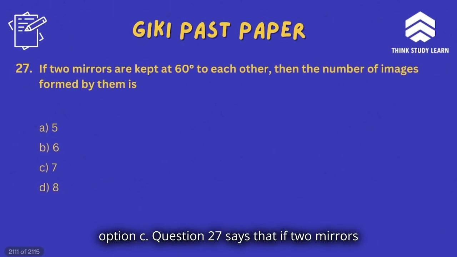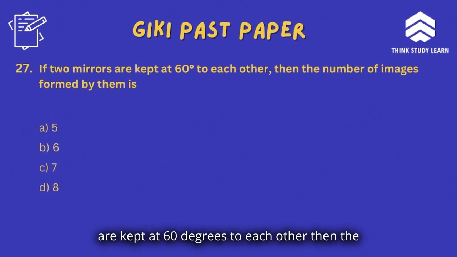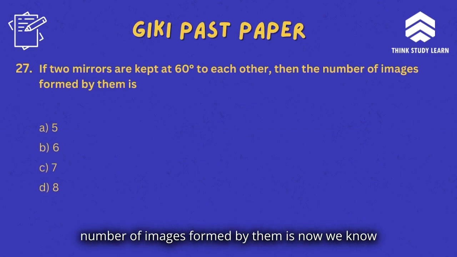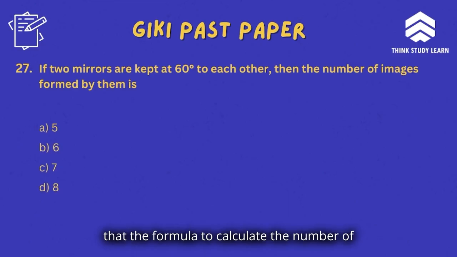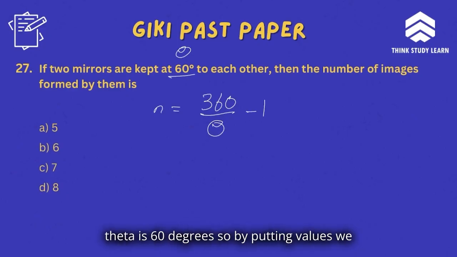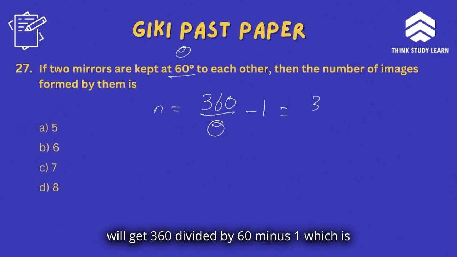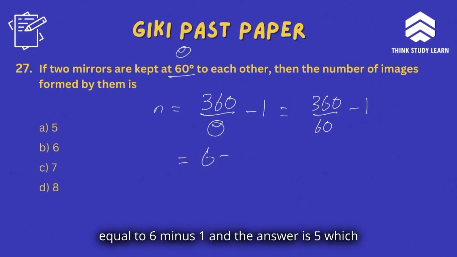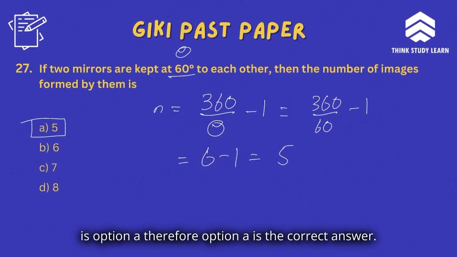Question 27 says that if two mirrors are kept at 60 degrees to each other, then the number of images formed by them is. Now we know that the formula to calculate the number of images is 360 divided by theta minus 1. Here theta is 60 degrees. So by putting values, we will get 360 divided by 60 minus 1, which is equal to 6 minus 1, and the answer is 5, which is option A. Therefore, option A is the correct answer.